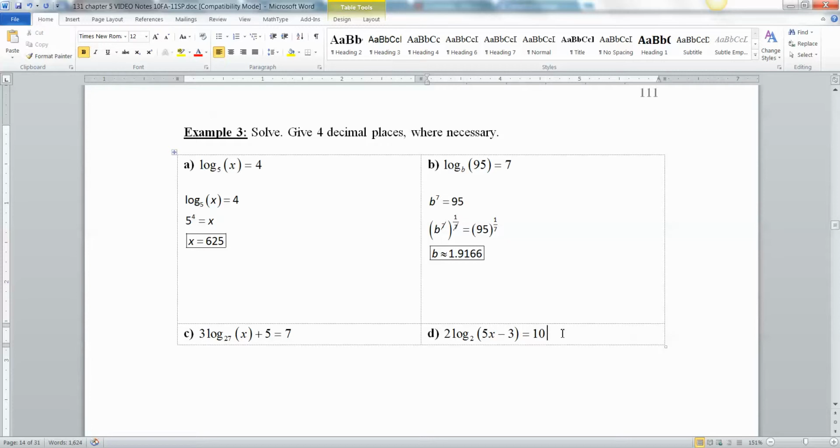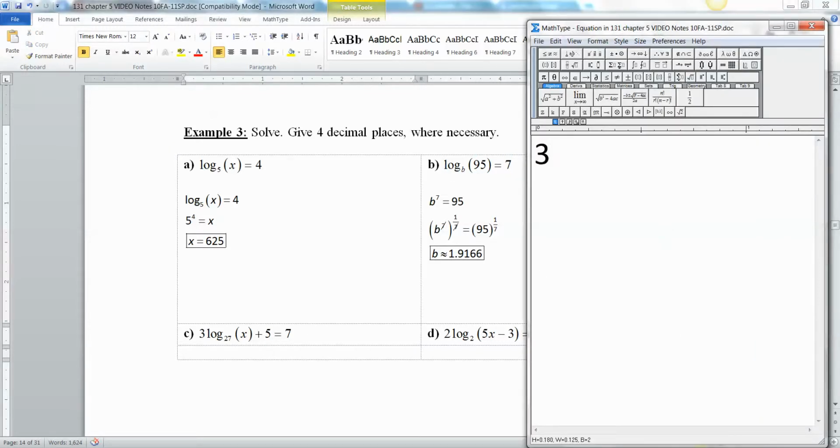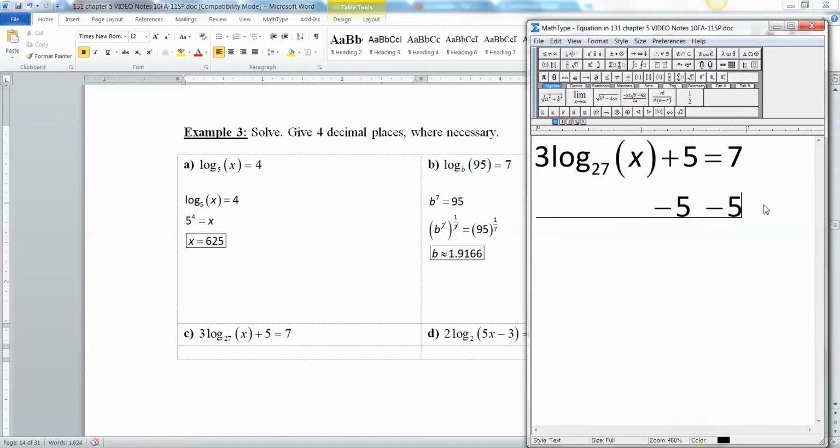Now, for C and D, you've got a little bit of an issue. You want to rewrite them, but they're not clean. They're not logarithm equals number, like these were. So you're going to have to take some time and get it so the logarithm's by itself. So it's 3 log base 27 of x plus 5 equals 7. So the first thing you want to do is subtract 5 from both sides. There we go. So we'll get 3 log base 27 of x equals 2.